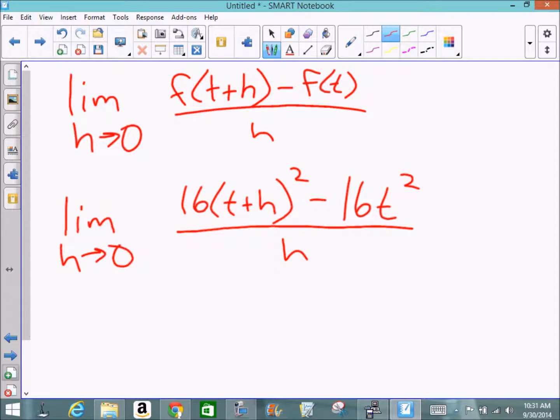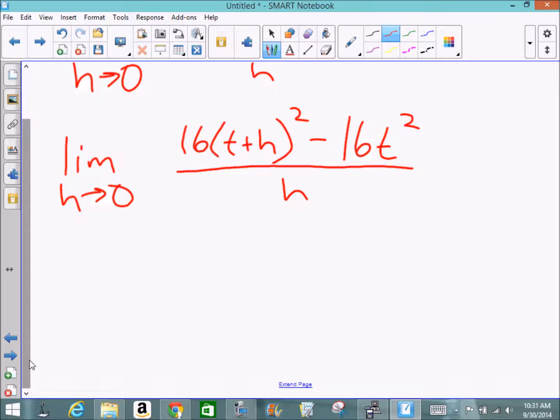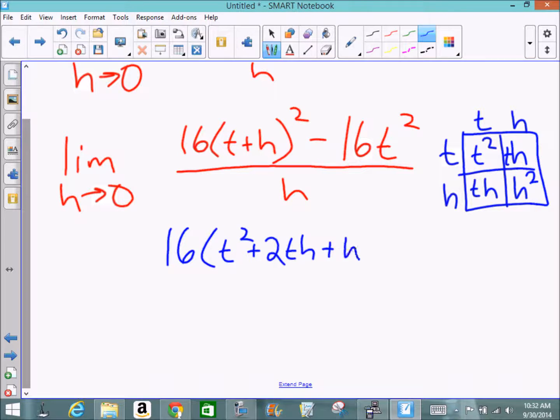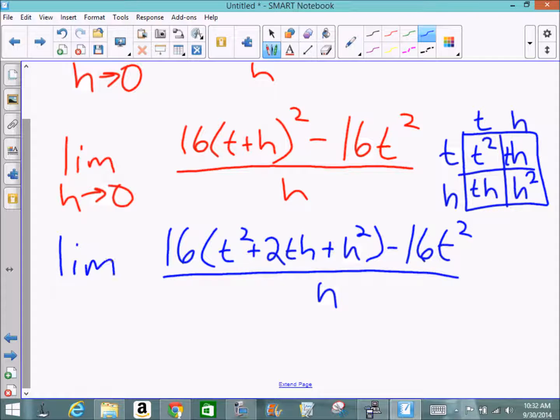And so what I'm going to do now is algebraically expand that binomial and then simplify and see what I get. So (t plus h) squared is the same as (t plus h) times (t plus h). If I FOIL that out, what I end up with is 16 times the quantity t squared plus 2th plus h squared, minus 16t squared, all over h. And don't forget, we're going to take the limit of this as h approaches 0. I can't plug in the 0 because if I plug in the 0, remember the denominator will be 0 and we can't have that. The whole thing will be undefined.